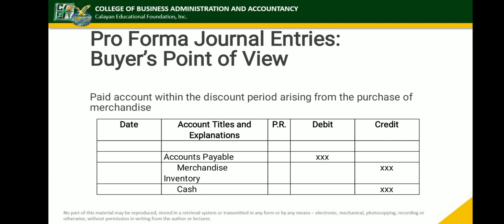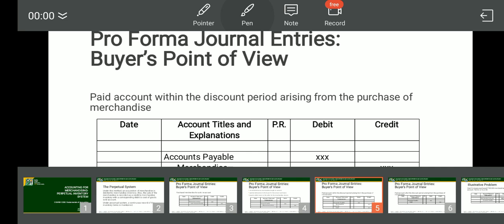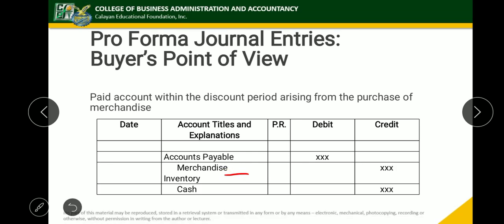Pero take note, purchase discount, bawal din siya gamitin kay Perpetual. Ang ipapalit natin ng account title is merchandise inventory. That's why, kung mapapansin nyo dito, kung dati, hindi merchandise inventory ang nandito, under periodic, ang nakalagay dyan ay purchase discount, diba? We need to change it and use merchandise inventory instead.